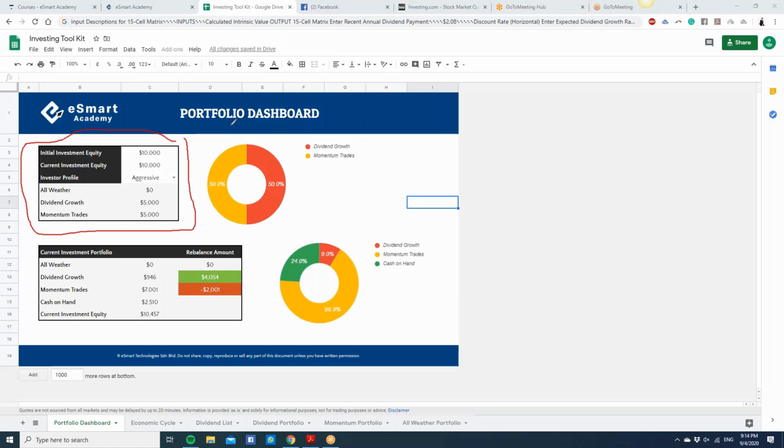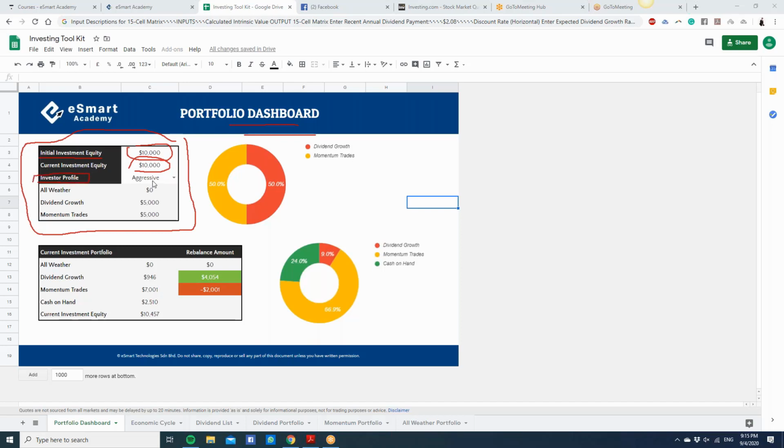This is the dashboard. On this dashboard, you can see that we start off with the initial investment equity. I've put in some figures just to show you how it works. Let's say you start with $10,000 US. If you just started, this is your current equity as well, and this is where you can choose your investor profile. You can see right now it's set to aggressive.